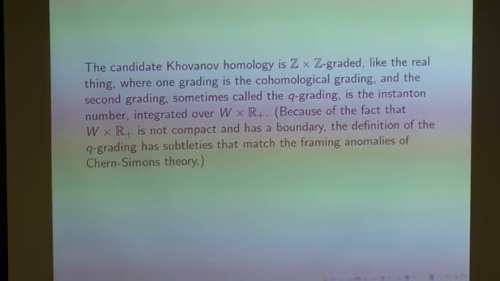Now, W times R plus is not compact and has a boundary. The second fact is actually more important here. Because there is a boundary, the definition of the Q grading has subtleties. You really need to pick a framing of the boundary and also a framing of the knots. And these subtleties precisely match the framing anomalies of Chern-Simons theory.